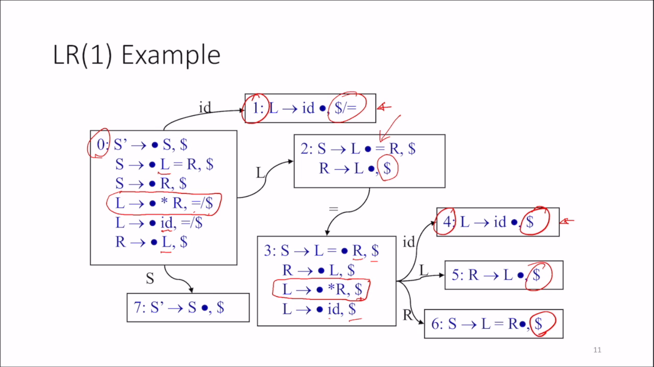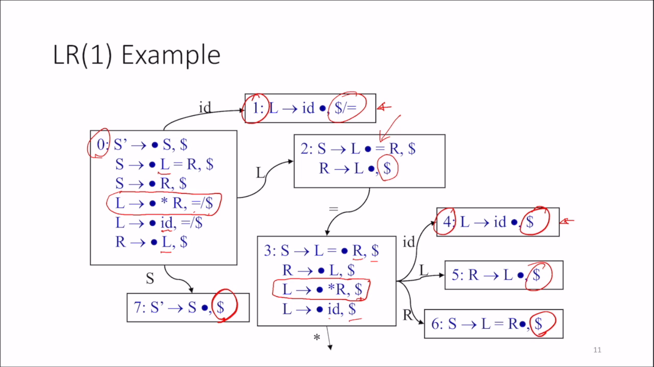So unlike in LR0, I don't have to assume that I'm going to only do an accept if the next input is the $ symbol. Here the dollar symbol, or end of input, is carried along as part of the dotted rule. So I know exactly when to do this reduction.